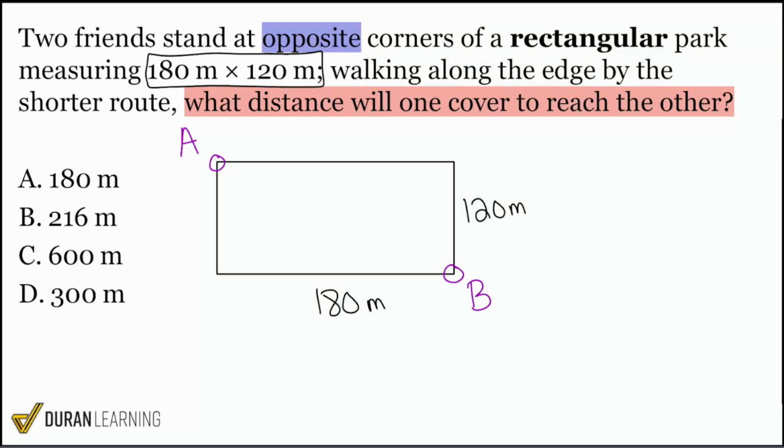Now, everybody, let's understand what we're being asked to find. It says, walking along the edge by the shorter route. That's how friend A gets to friend B. So friend A could go down and over or over and down. To be honest, it really doesn't matter because the distance is going to be the same. Because if it's 180 meters down here, it's going to be 180 up there. If it's 120 over here on the right, it's 120 there on the left.